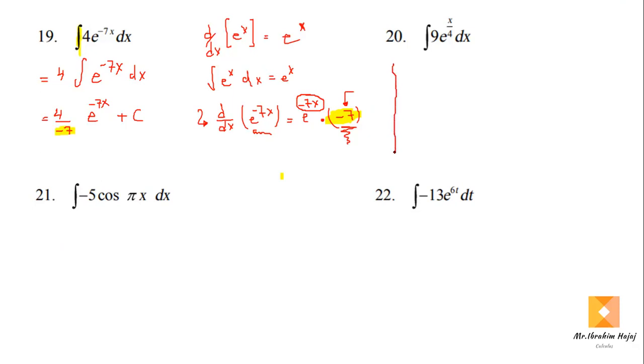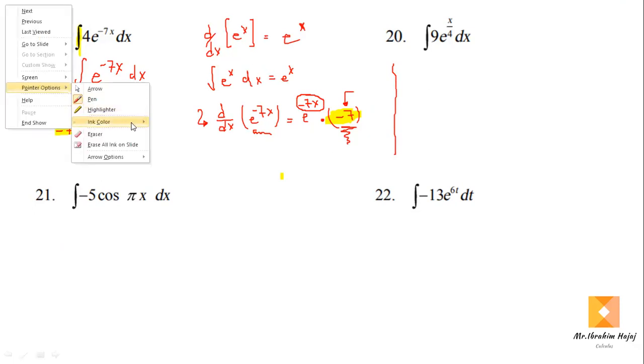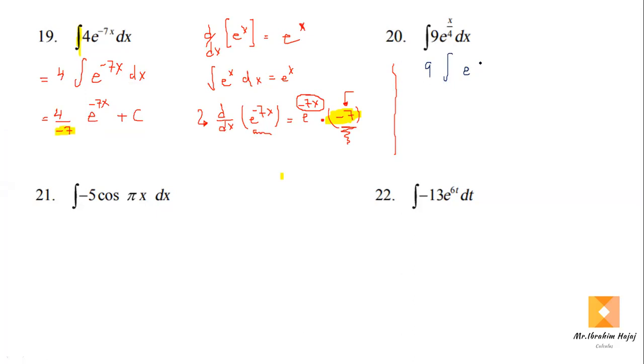Okay, question 20. Sir, can I do it? Okay, go ahead. Here the power, you can say x to the power of negative 4, right? The integral of e to the power of 1 over 4x. It's not 1 over x to the power of 4; it's e to the power of 1 over 4 times x. You got confused, it's fine, be careful.